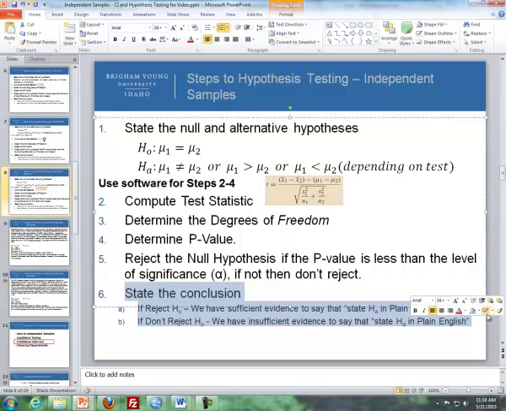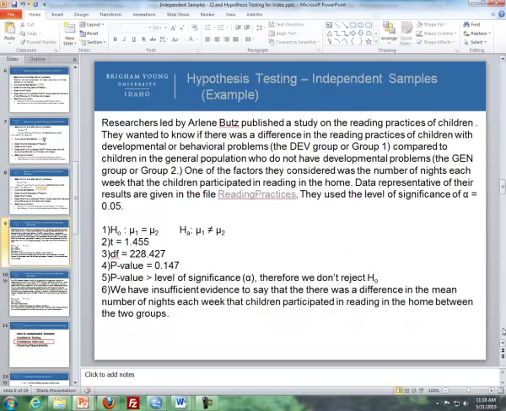Okay? So let's go through a couple of examples using independent samples. And both of these examples are in the online textbook. Researchers led by Arlene Butts published a study on reading practices of children. They wanted to know if there was a difference in the reading practices of children with developmental or behavioral problems, the DEV group, or Group 1, compared to the children in the general population who did not have developmental problems, the Gen group, or Group 2.